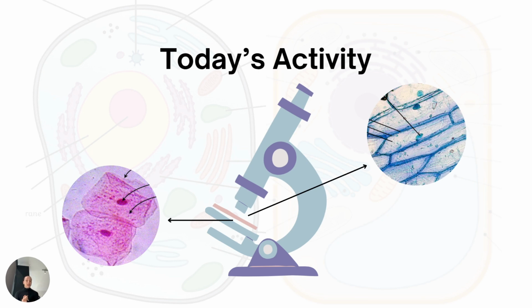As you observe, complete your worksheet by answering questions such as what structures can you see, how do you think this structure helps the cell function, and also why is this organelle present within this cell type. You'll also be sketching and labeling your observations to show the link between structure and function.